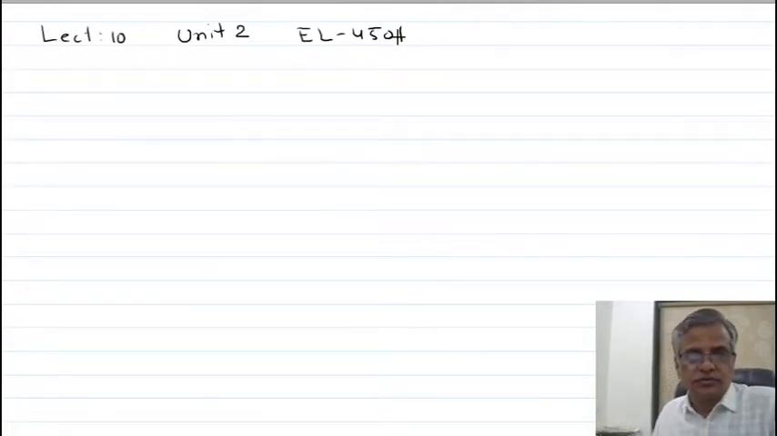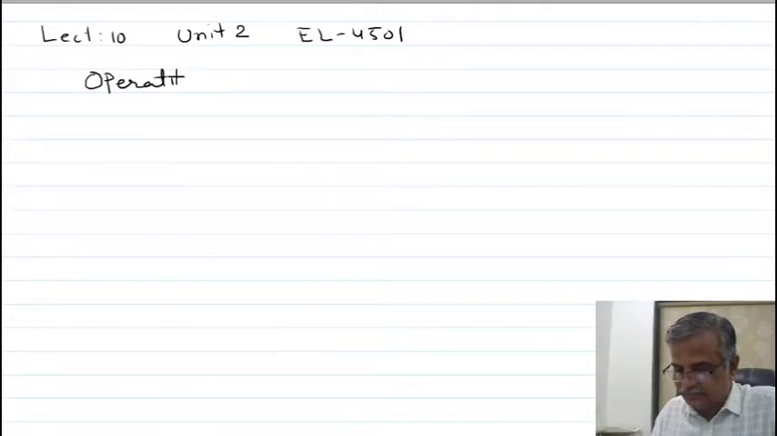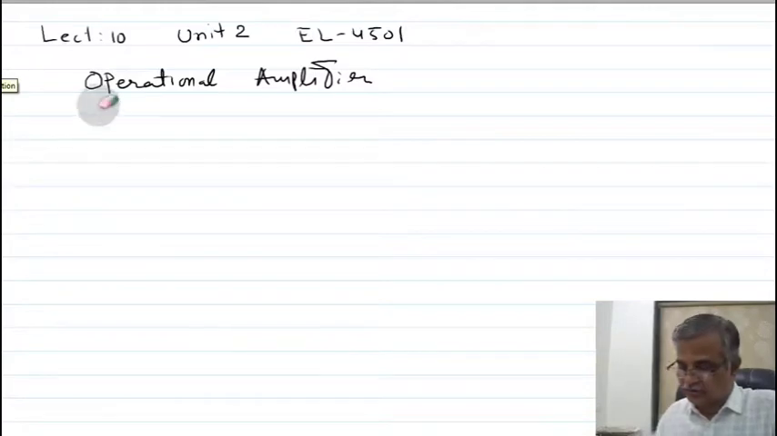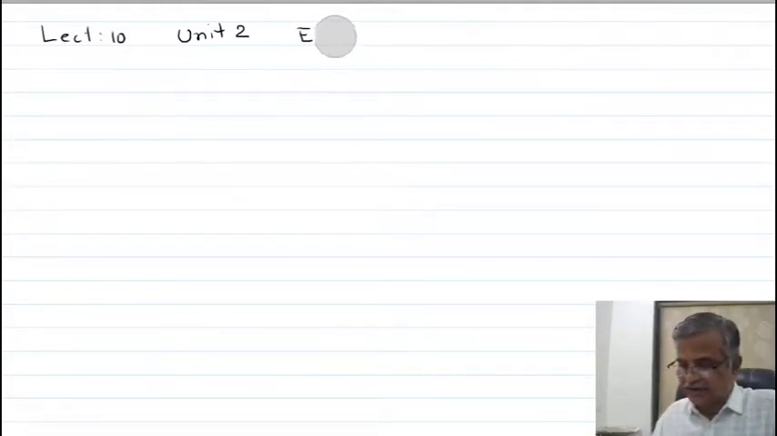In Unit 2, I will discuss the operational amplifier and its DC and AC characteristics. So this is a very important analog linear IC, and it is very useful. Now I am starting to explain the operational amplifier.